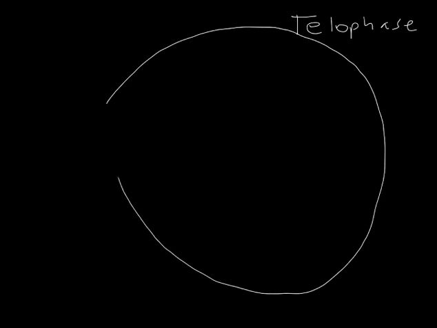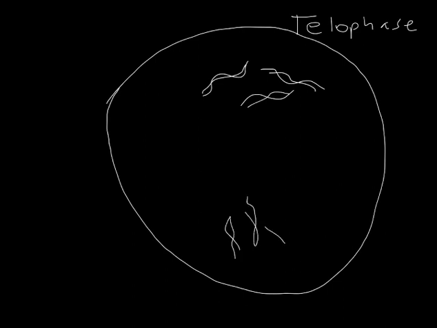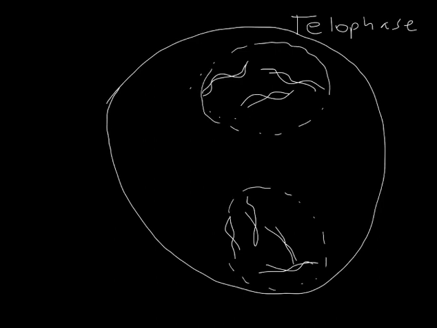The last stage of mitosis is known as telophase. And this is when those chromatids, or those single copies of DNA, now make it to each end of the cell. They begin to unravel, and a new nuclear membrane forms around it to create two new nuclei.